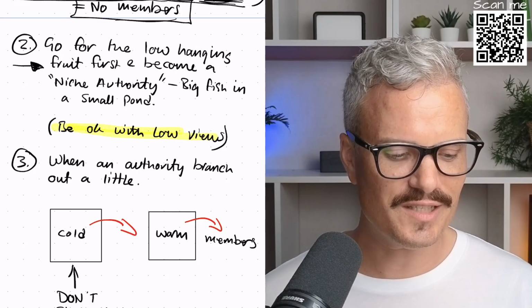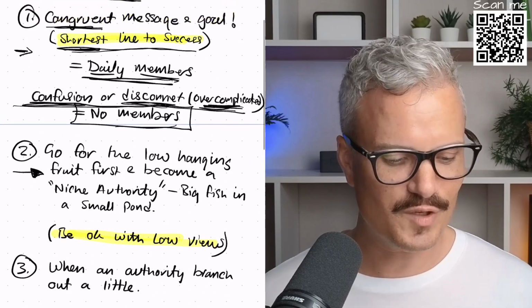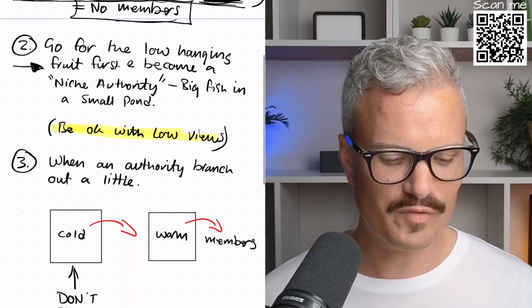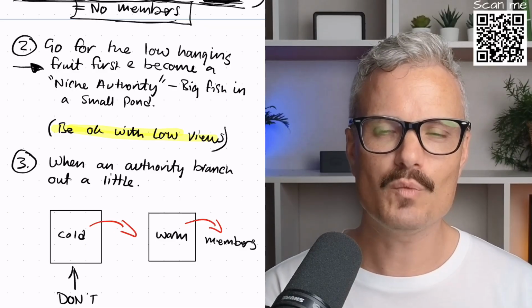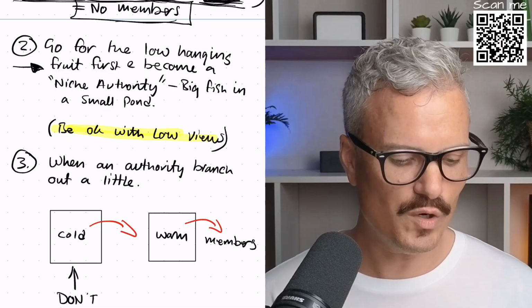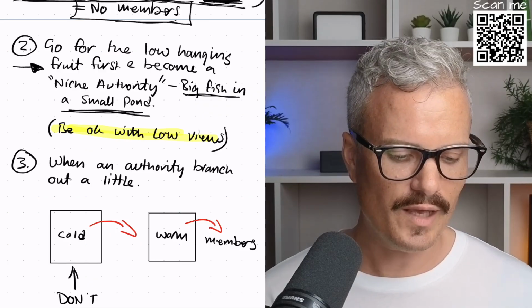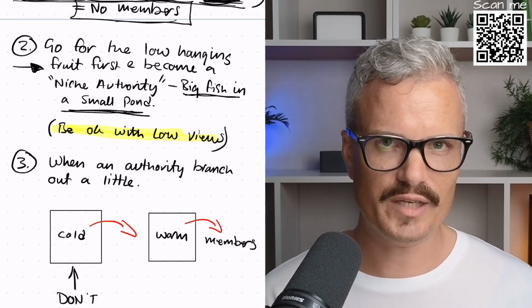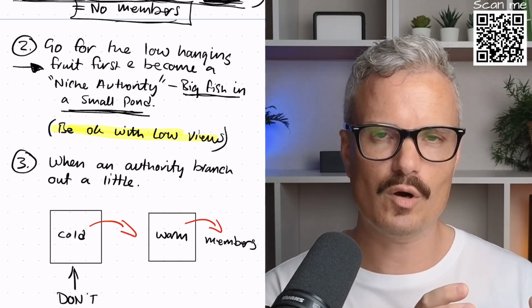So this is essentially saying the same thing. I'm still saying keep it simple, not worrying too much about views, but the low-hanging fruit is going very niche. We want to go hyper niche because you want to be a big fish in a small pond, especially in the beginning as a small creator, because you don't have to care about monetization. You just want to care about those small number of views.